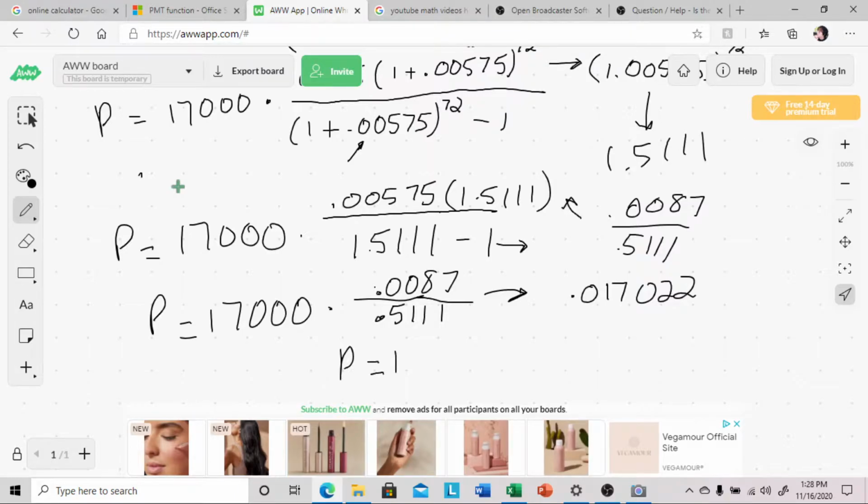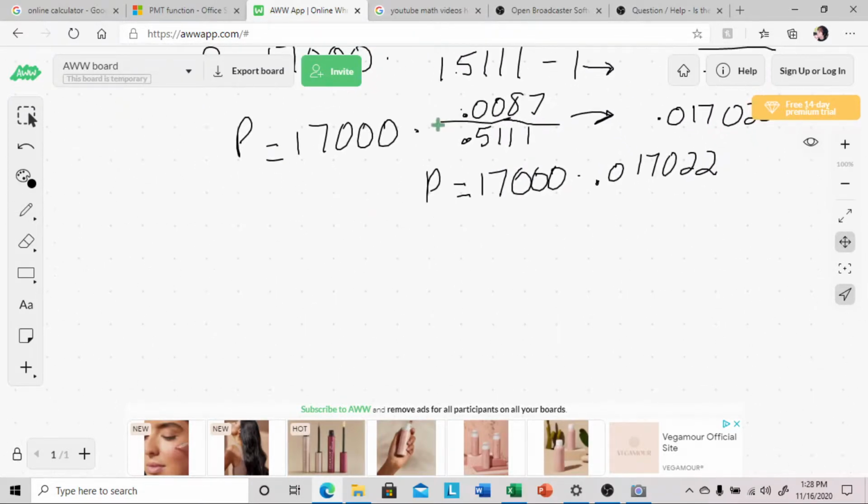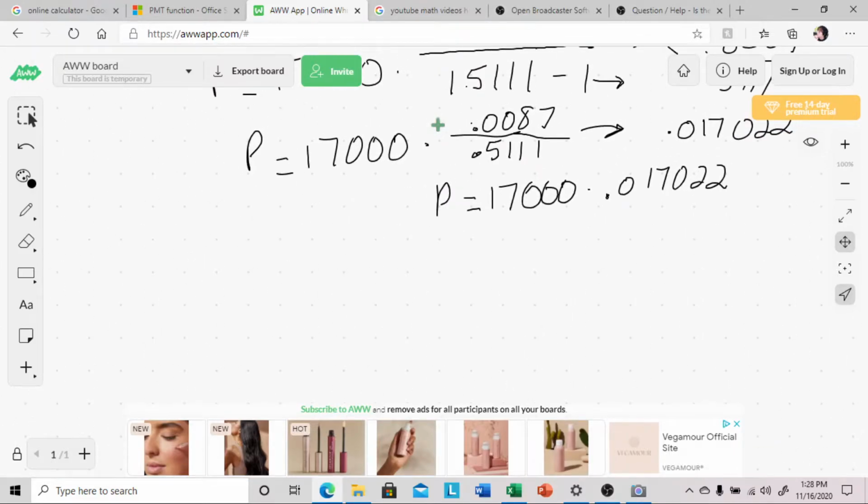So finally, we have our P equals 17,000 times 0.017022. We can do this final multiplication problem and have what our payment's going to be. Let's do that on the calculator. Follow with me. 17,000 times 0.017022. Our payment for this loan is going to be $289.37.